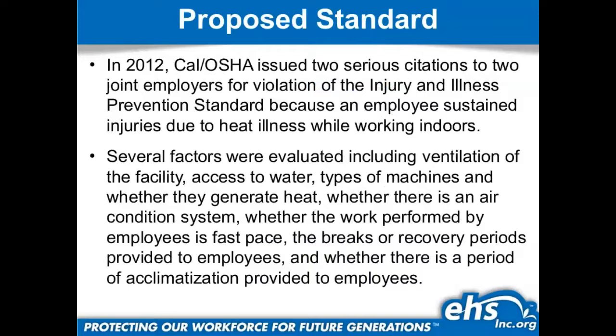In 2012, Cal-OSHA issued 2 serious citations to 2 joint employers for violation of the IIPP standard because an employee sustained injury due to heat illness while working indoors. Several factors were evaluated, including ventilation of the facility, access to water, types of machines and whether they generated heat, whether there is an air-conditioned system, whether the work performed by employees is fast-paced, the breaks or recovery periods provided to employees, and whether there is a period of acclimatization provided to employees.